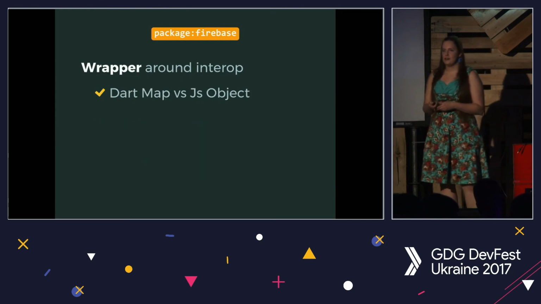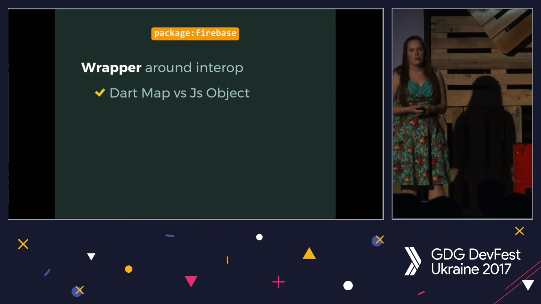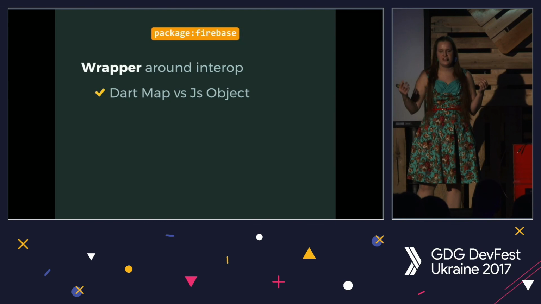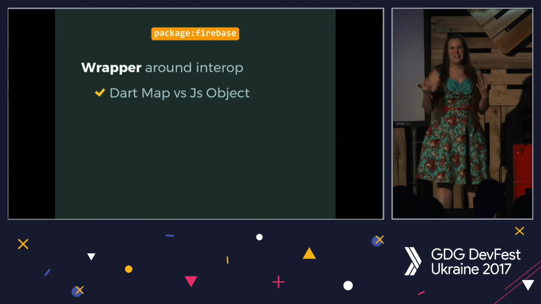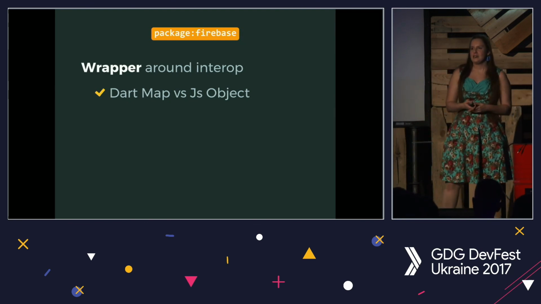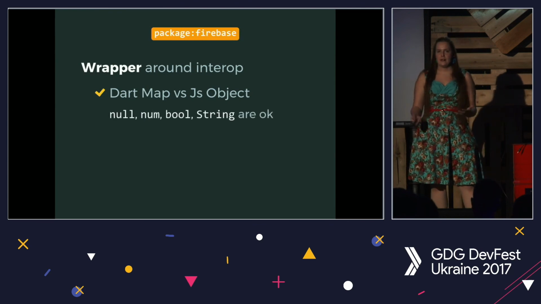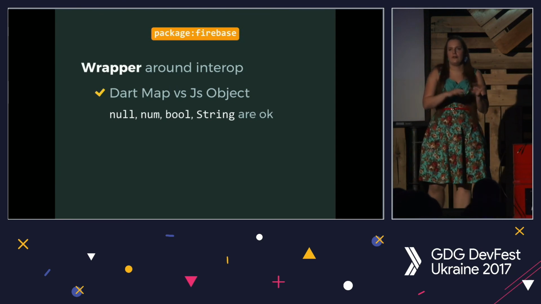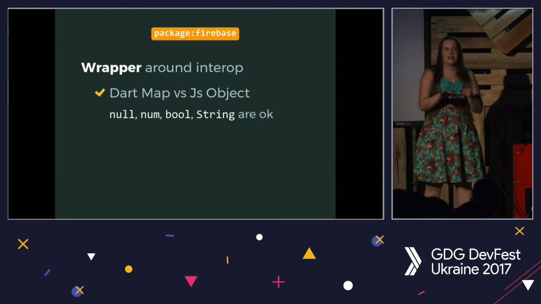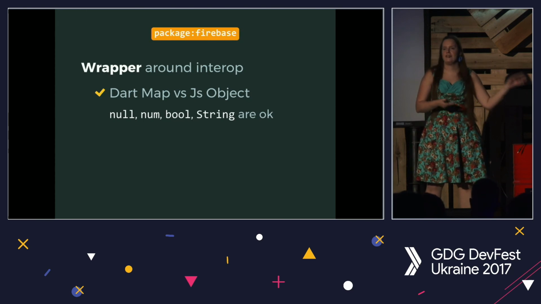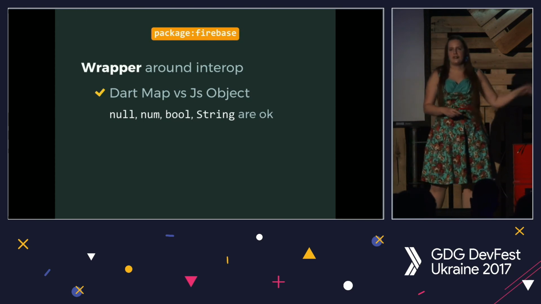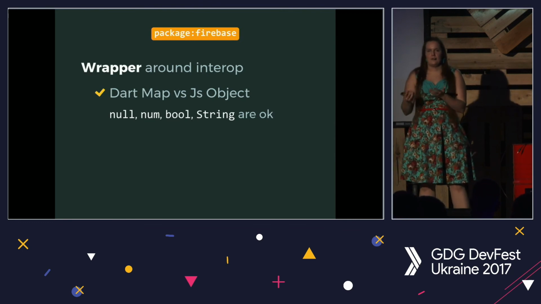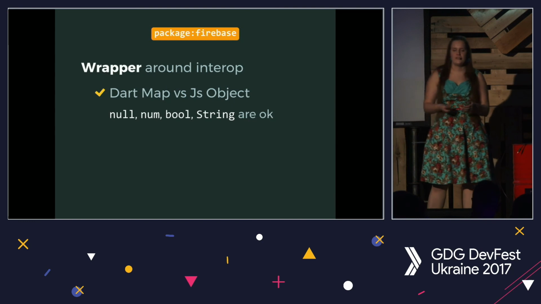And the last thing I had to solve, which was the most difficult for me, was the conversion of a Dart map object to a JavaScript object, because they are not very compatible. If we start talking about types, null, num, bool, string, or any number, these types are okay. They can convert quite easily. A Dart string and a JavaScript string are easily convertible. But with a Dart map and a JavaScript object, it's complicated. So how should you do this?